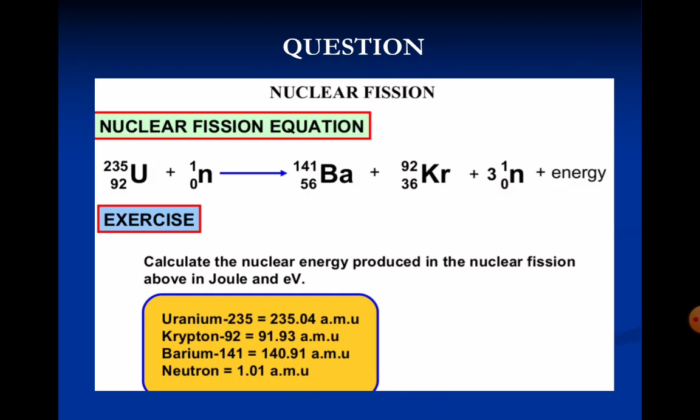Now a question for you. Pause the video and try to figure out the nuclear energy that is produced in the nuclear fission in joules and in electron volts. And if you may, you can also calculate it in mega electron volts.